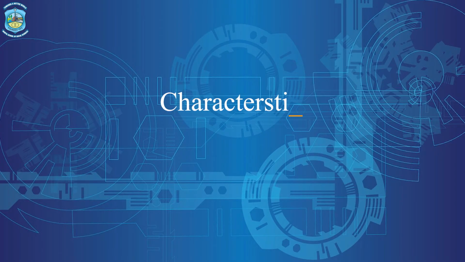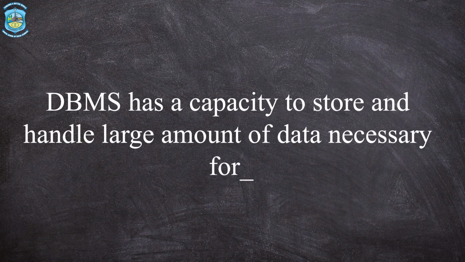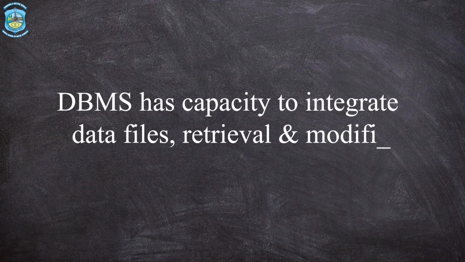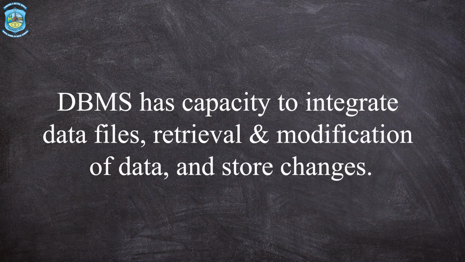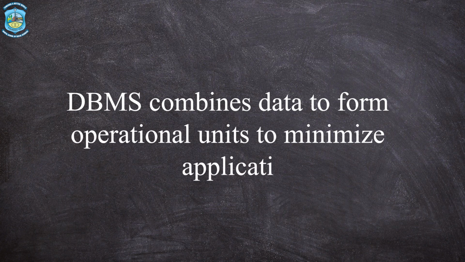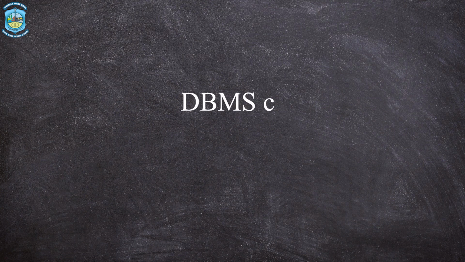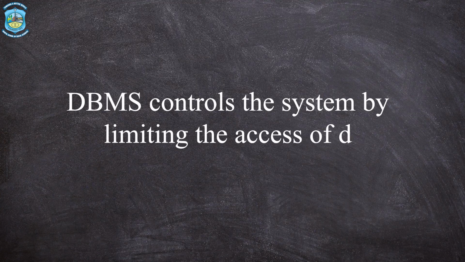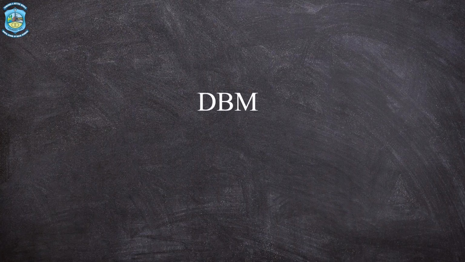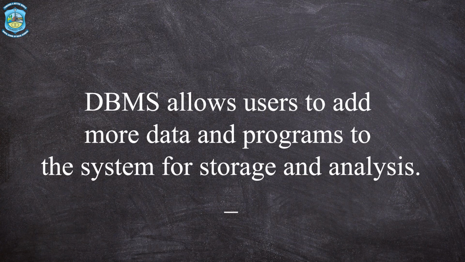Now we come to the characteristics of DBMS. A DBMS has the capacity to store and handle large amounts of data necessary for all user needs. It has the capacity to integrate data files, retrieve and modify data, and also to store the changes. A database management system combines data to form operational units to minimize redundancy of data and provide access to the data. It controls the system by limiting access to database files and building confidentiality to provide security of data. It also allows users to add more data and programs to the system for storage and analysis.